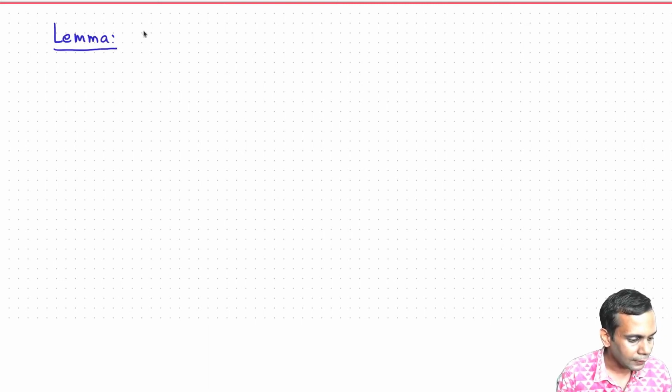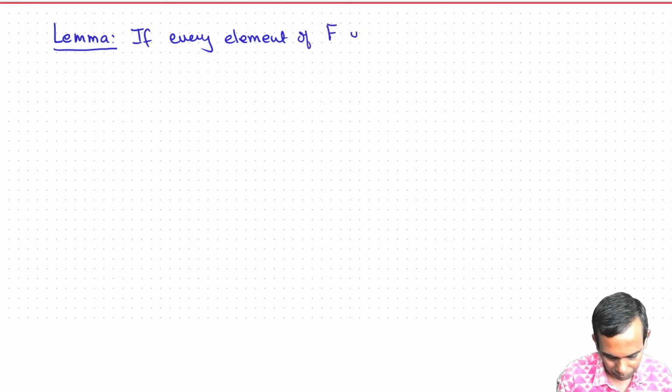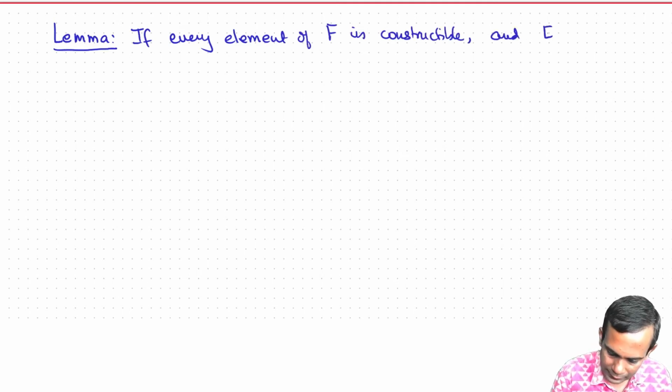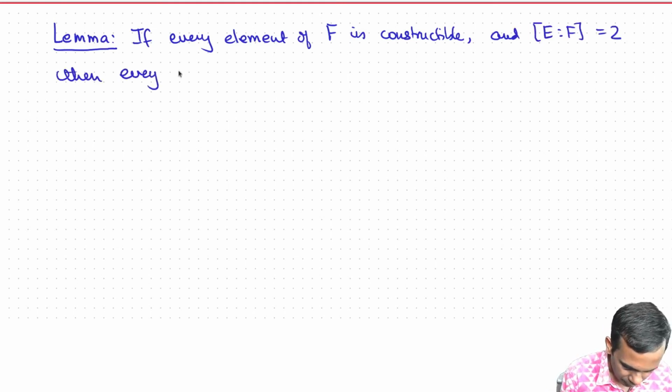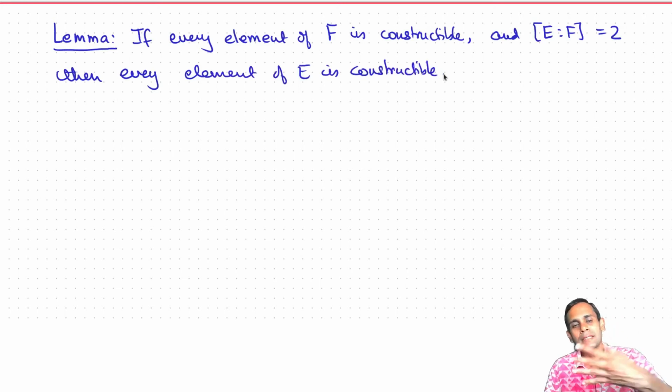Firstly, to prove it, we will first state a simple lemma which will make the proof easier to understand: if every element of a field F is constructible, and E is an extension of F with degree 2, then every element of E is constructible. So this is taking care of one step of our tower.